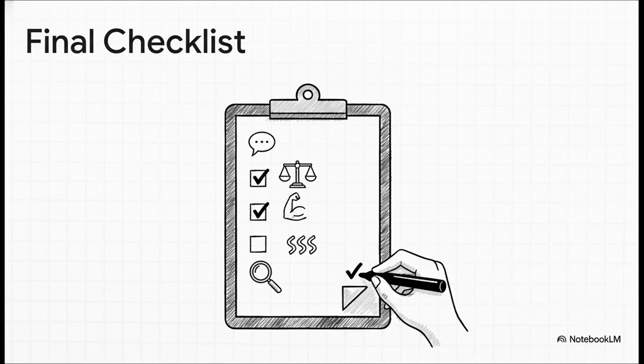Okay, so let's put it all together. Before you turn in your next essay, just run through this quick checklist. Ask yourself, did I bring up another viewpoint? Did I represent it fairly? And most importantly, did I explain why my position is still the stronger one? Making sure you can check all these boxes is going to make your essay so much better.